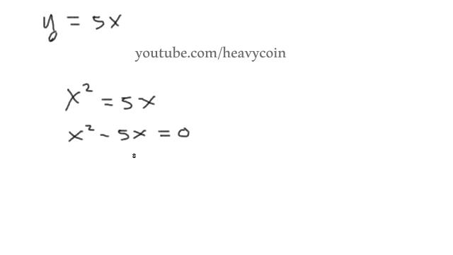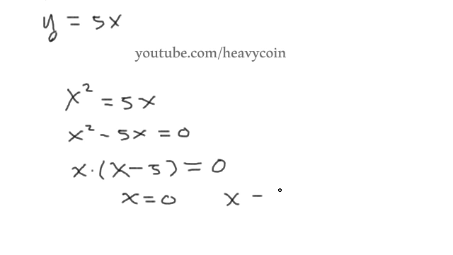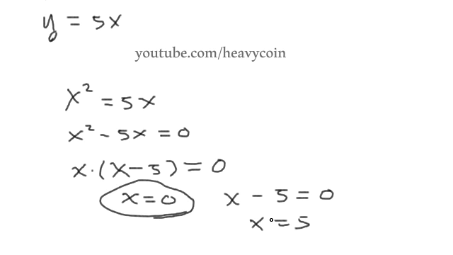Of course there will be some application problems that come along with all this. But here we are. Let's go ahead and pull out an x. And then we have x minus 5. So we can set both these factors equal to zero, and that's an easy one. x is equal to 0, and x minus 5 is equal to 0. We solve for x and we get x is equal to 5. So it turns out we have two x values.